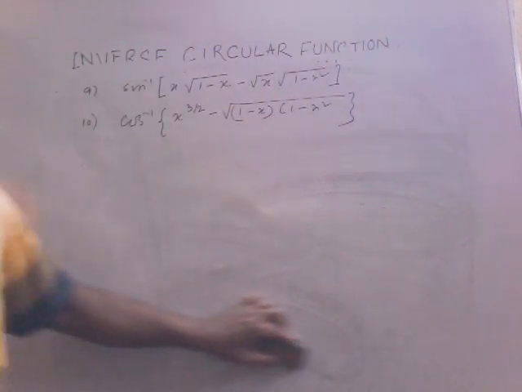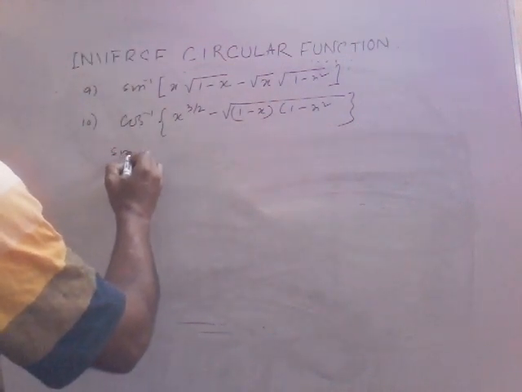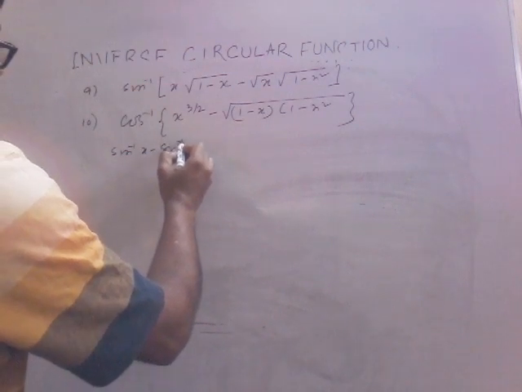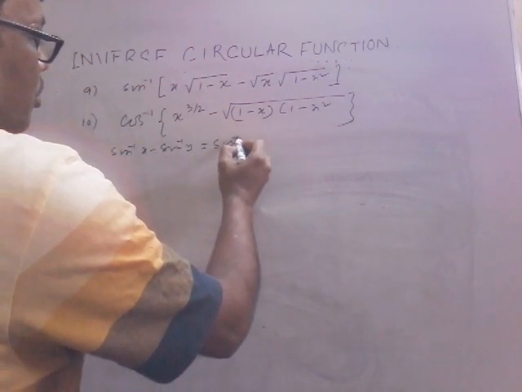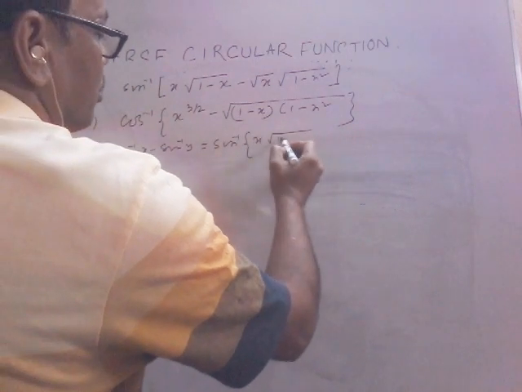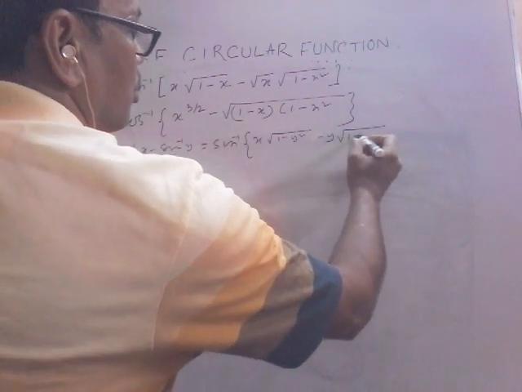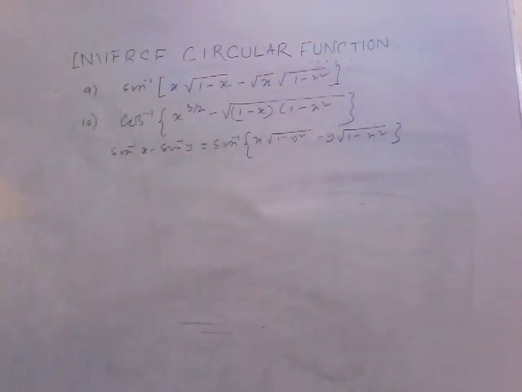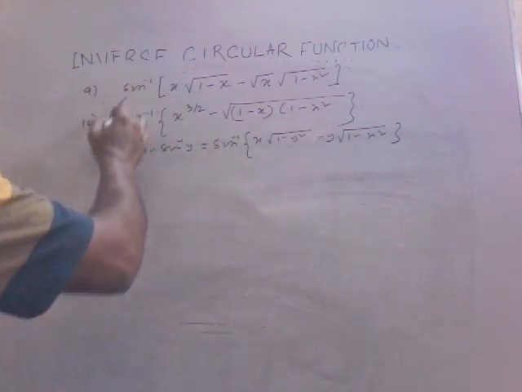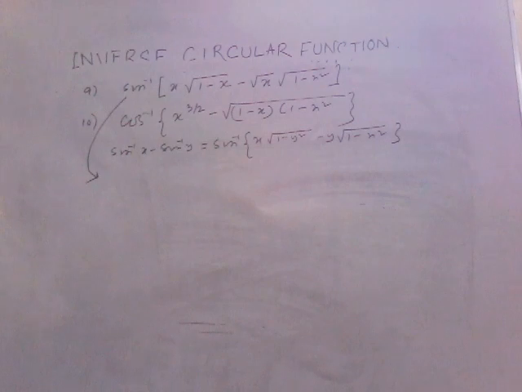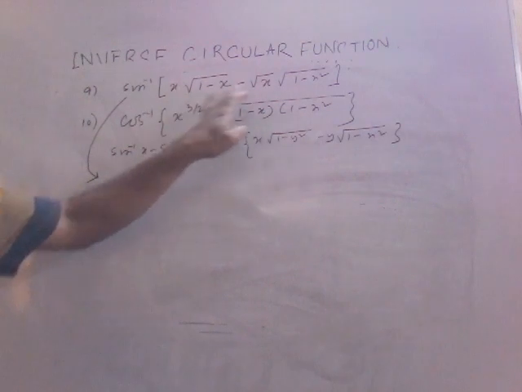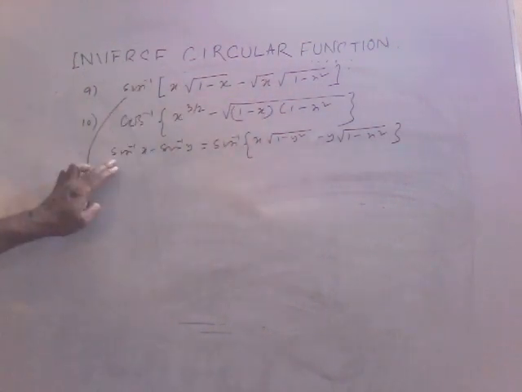To solve this type of problem, you know the formula of sine inverse. Look, sine inverse x minus sine inverse y. Now look, if you consider problem number 1, this is the compact form of sine inverse. You have to express it in terms of the difference of two sine inverse.